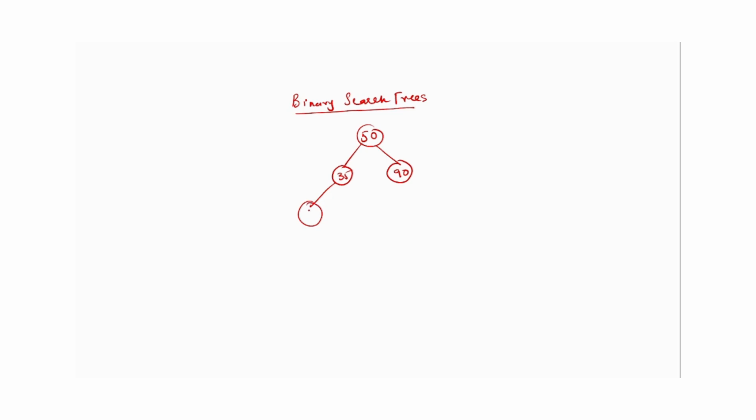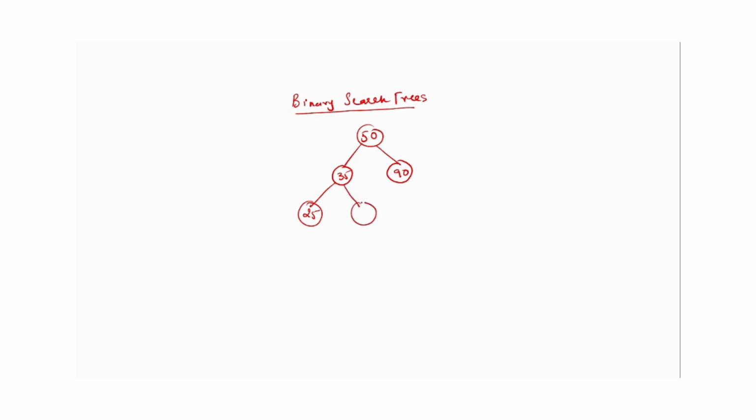Suppose I say here 25. This is correct. Why? Because if I take 35 as a root, 25 is less than 35, and the definition of the binary search tree is all nodes to the left of the root node should be less than the root node. Here 25 is less than 35, and also all nodes to the left of 50 should be less than 50. Therefore 35, 25 both are less than 50. Therefore this is a binary search tree.